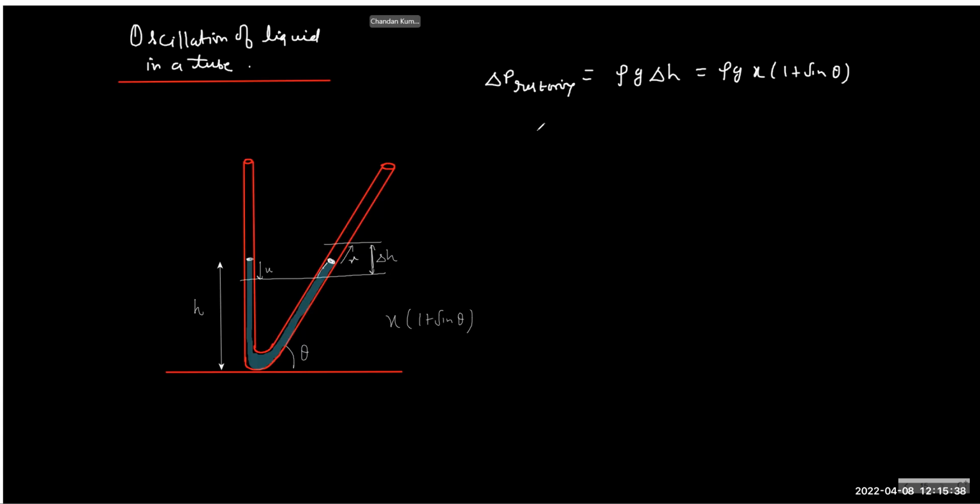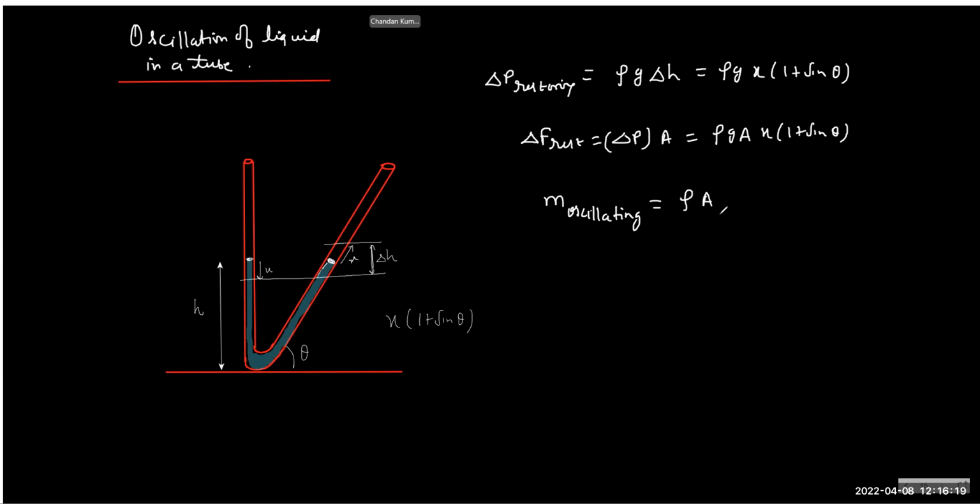So the force is simply pressure into cross-sectional area. So the restoring force is delta P into the cross-sectional area of the tube, which I assume is constant, the same throughout, and therefore the answer is rho g A x (1 plus sin theta). Now, to find the mass of the oscillating liquid, because the entire liquid will oscillate, we can write the mass as density into volume, which is cross-sectional area into total length, right?